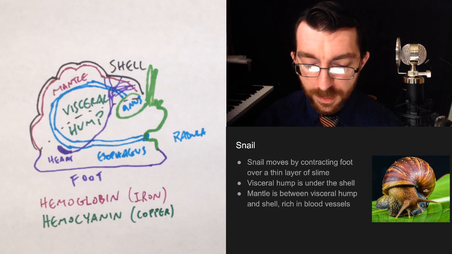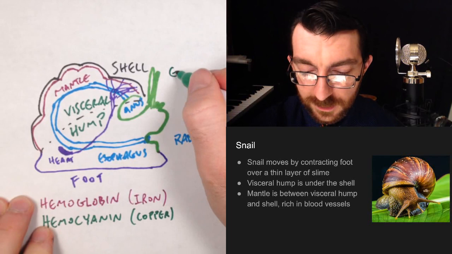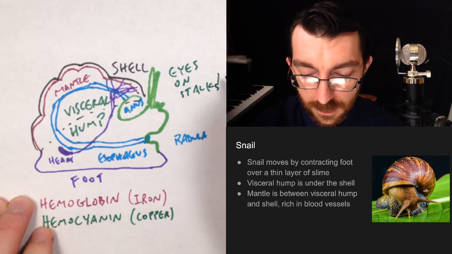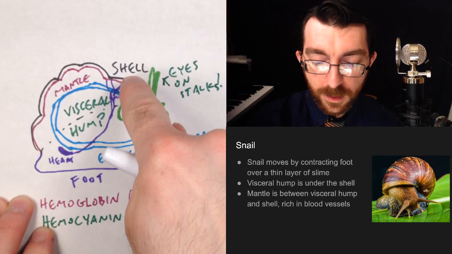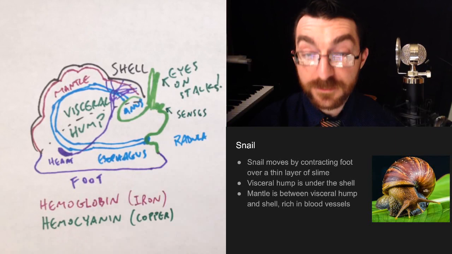I just realized there's something I left off here. Sorry about that. I've left off its sensory organs. It has its eyes on stalks. That's supposed to be an exclamation point because I'm pretending to be excited. Those are its eyes up there, and it has these little antenna tentacle things down here that it uses for its senses. Okay, sorry for that interruption.